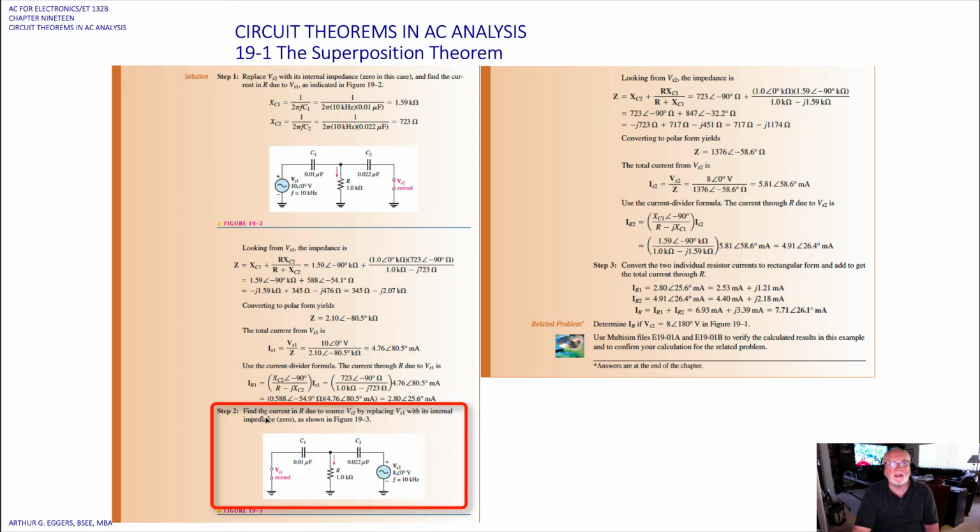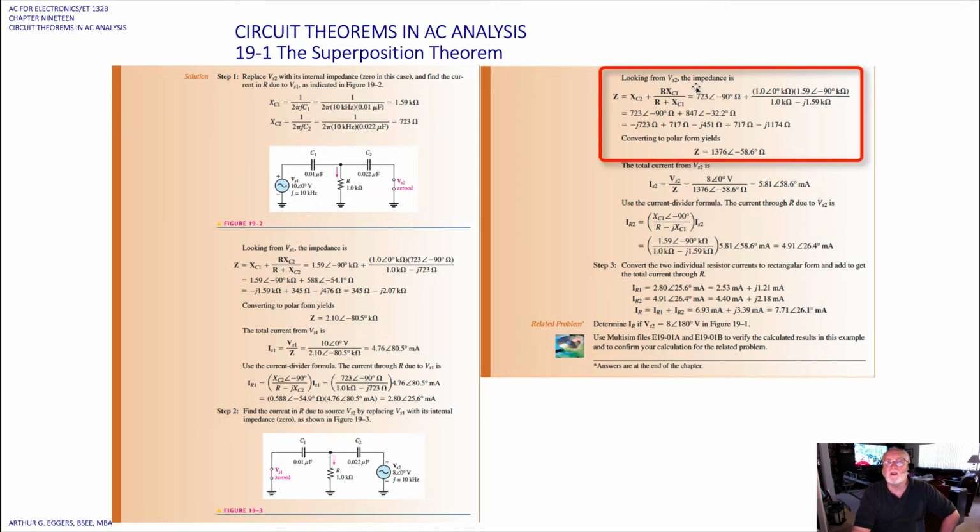Step 2 then says find the current in the resistor due to the source at Vs2 by replacing Vs1 with its internal impedance of 0. So now we've shorted Vs1, we've put Vs2 back in the relationship. We've done the same type of calculations. Okay, pull out your calculator, go through this.